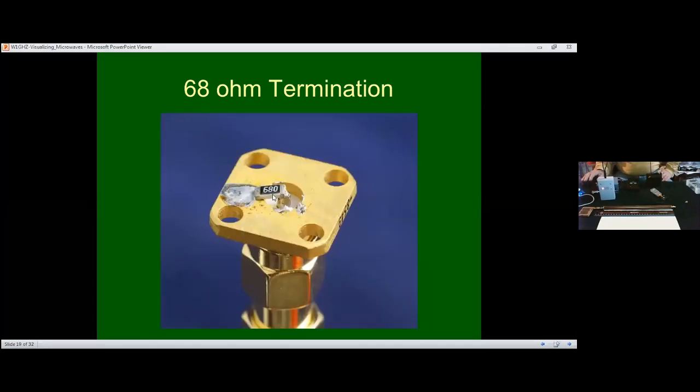Here's a 68 ohm termination. If anybody needs to make a real good termination, take a chip resistor and solder it on the end of a connector. It's good enough up to at least 1296, probably around 3 gigs before it starts to get bad. And if you want to make it even better, you could use 4 200 ohm resistors to make a nice 50 ohms, make them symmetrical, and that'll probably work to 10 gigs.